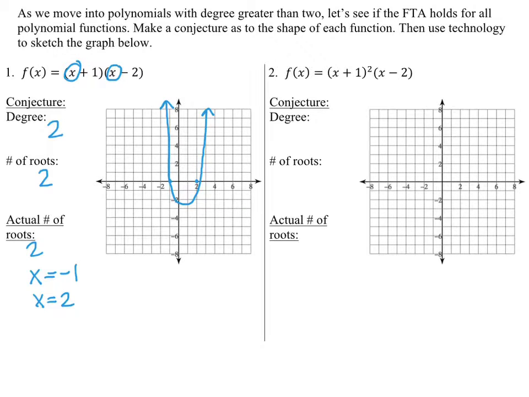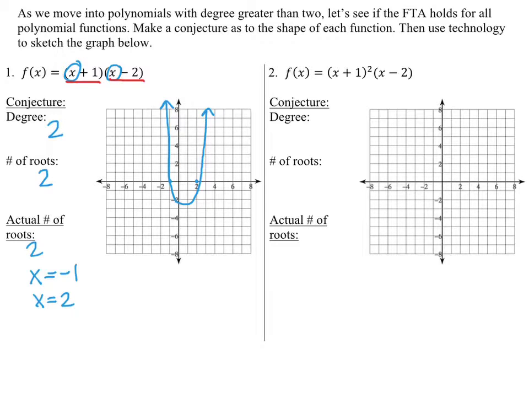We see this when we look at the equation. If I was to set x plus 1 equals 0, it's going to give me a -1. If I set x minus 2 equals 0, it's going to give me a positive 2.